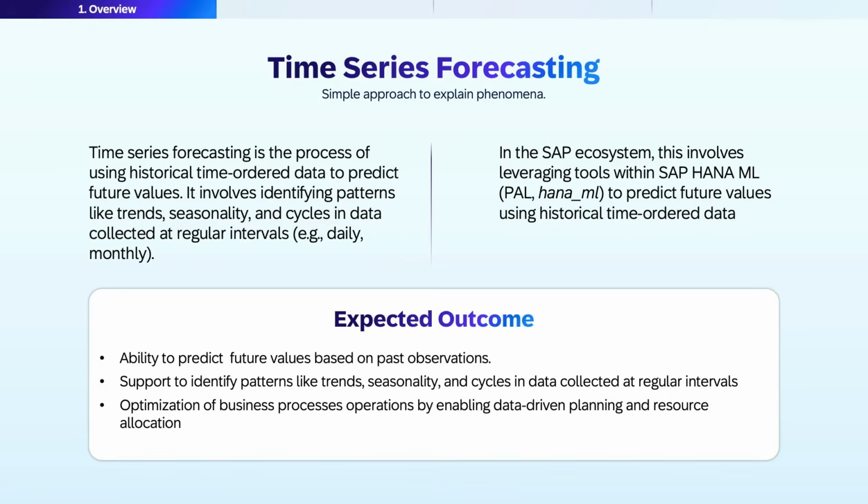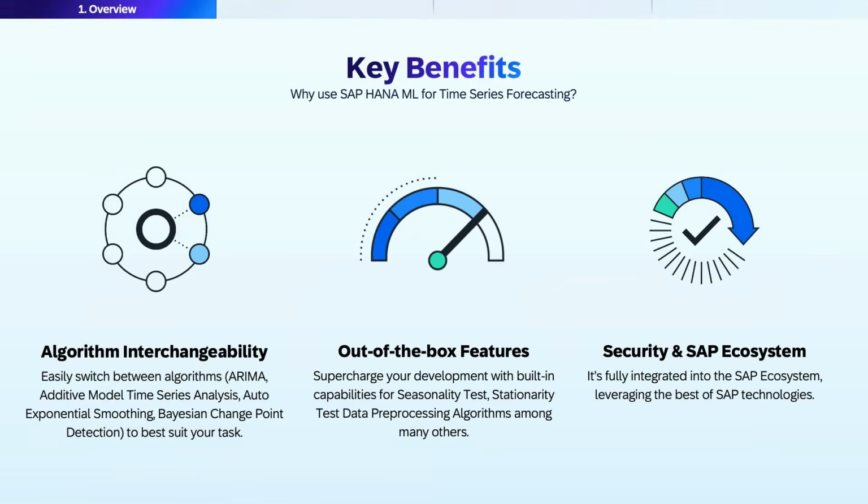The expected outcomes include the ability to predict future values based upon past observations, support to identify patterns like trends, seasonality, and cycles in data collected at regular intervals, and optimization of business processes and operations by enabling data-driven planning and resource allocation. Why use SAP HANA machine learning for time series forecasting?